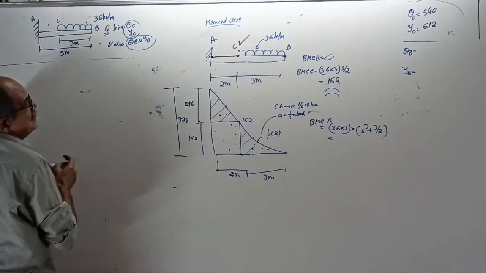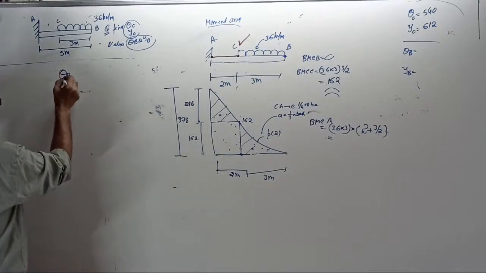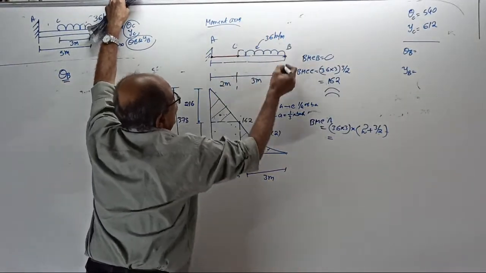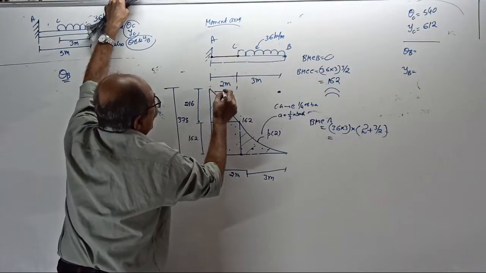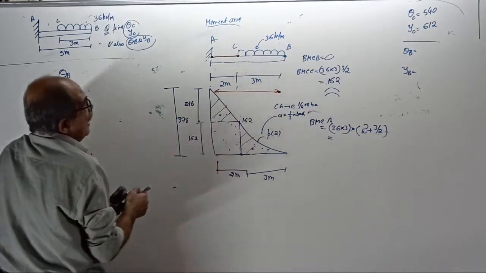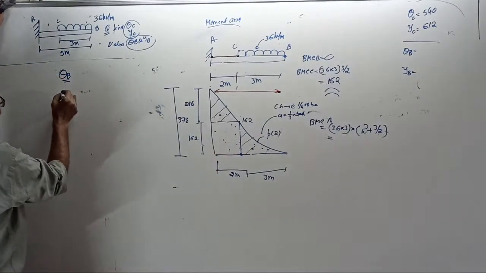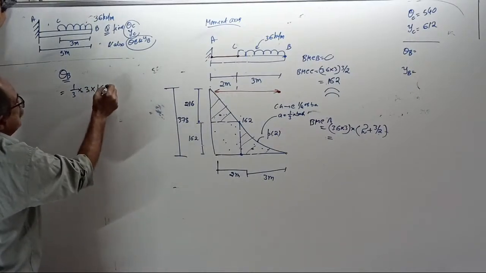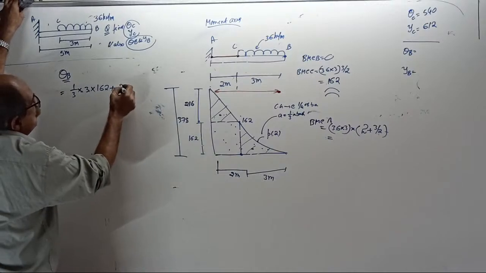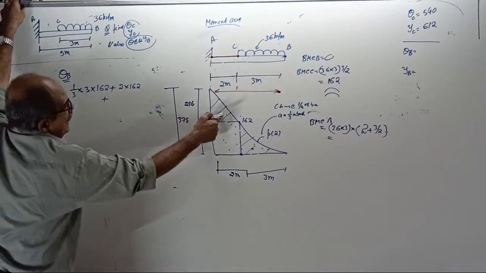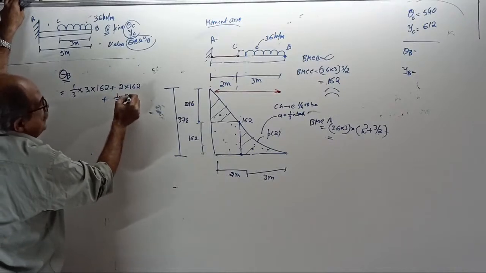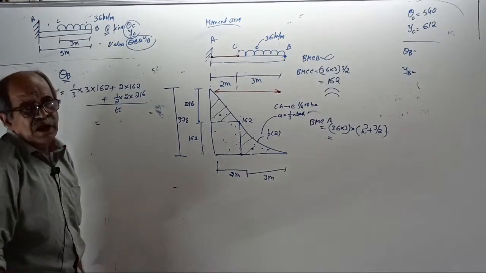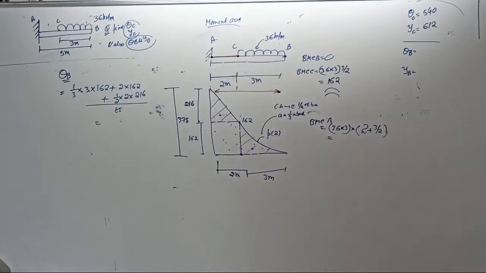Now I want slope at B. Area of the BM by EI diagram from B up to A, the full area. How much? Start here. 1/3 of base 3 into height 162, plus rectangle 2 into 162, plus this area half into 2 into 216, divided by EI. Tell the answer. That will give you theta B.